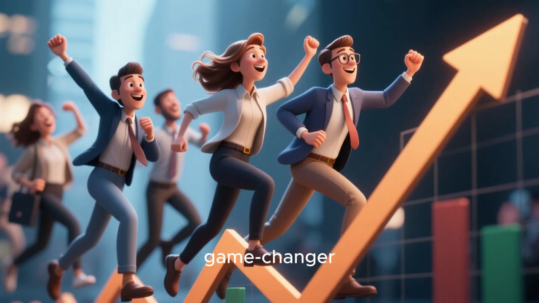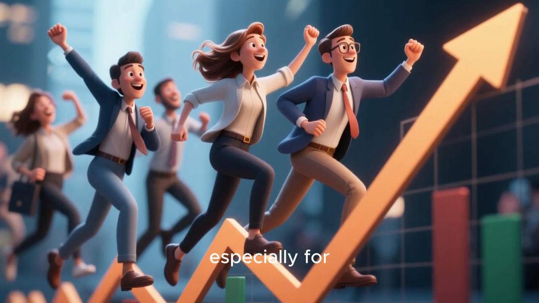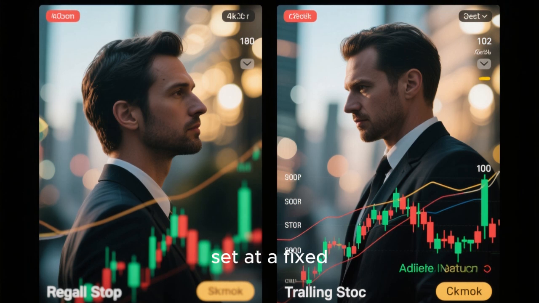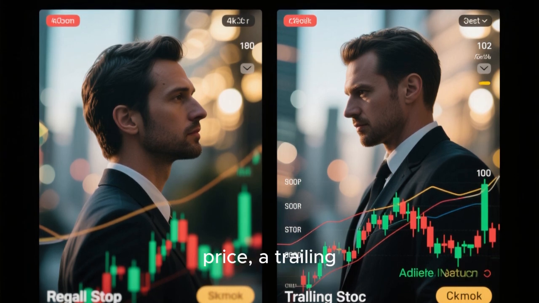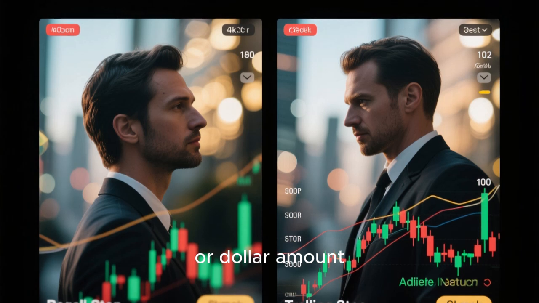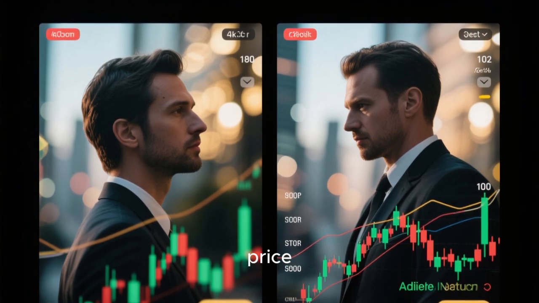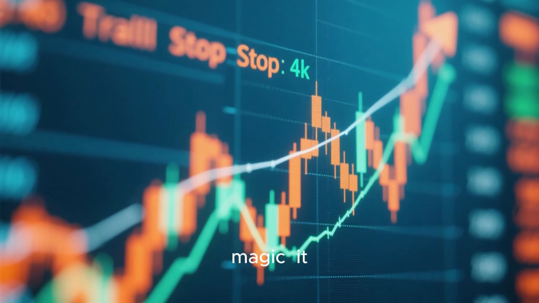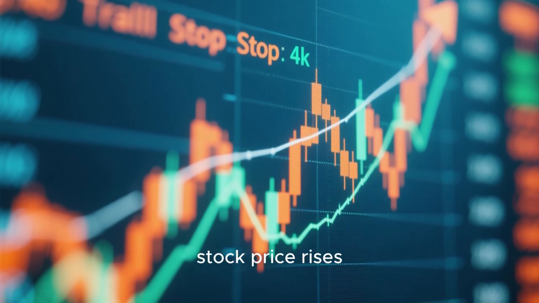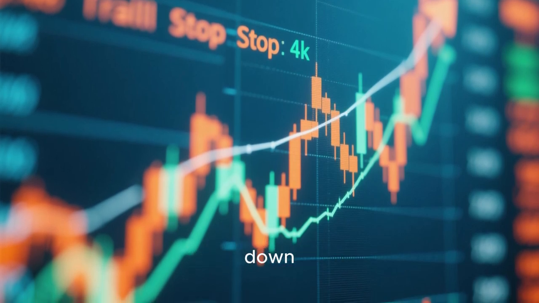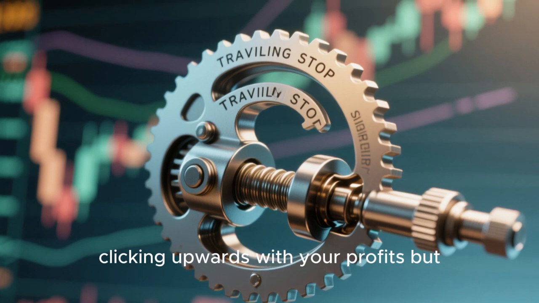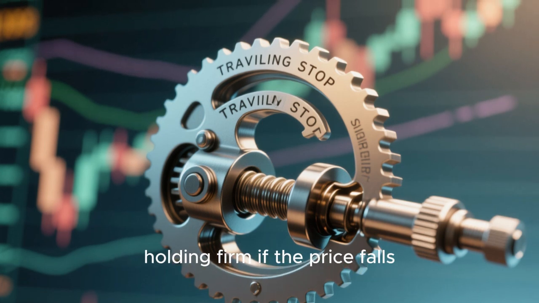This one is a real game changer, especially for trend followers. Unlike a regular stop-loss, which is set at a fixed price, a trailing stop is set at a certain percentage or dollar amount below the market price. And here's the magic. It automatically adjusts itself upwards as the stock price rises, but it never moves down. Think of it like a ratchet, clicking upwards with your profits, but holding firm if the price falls.